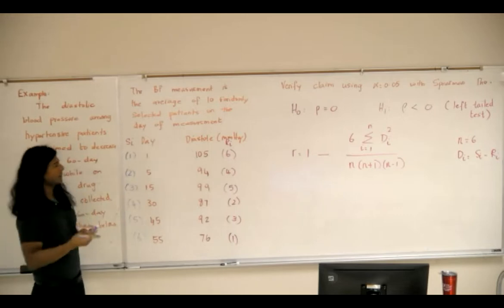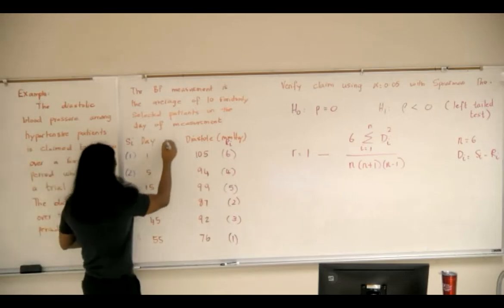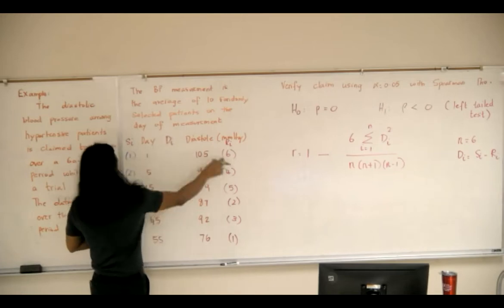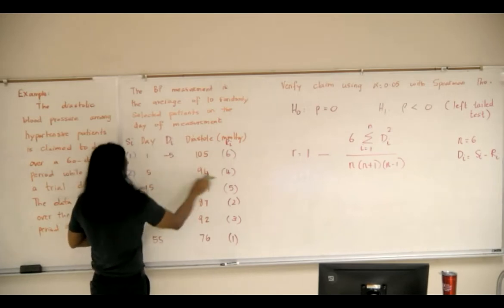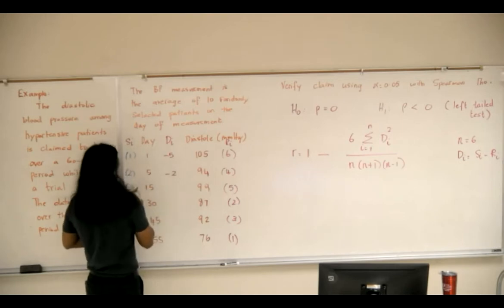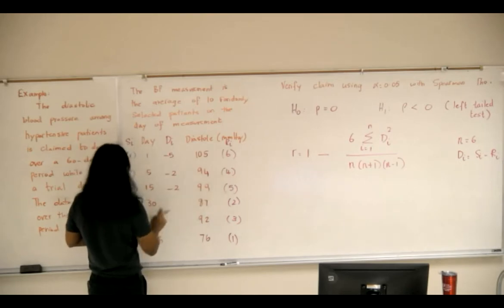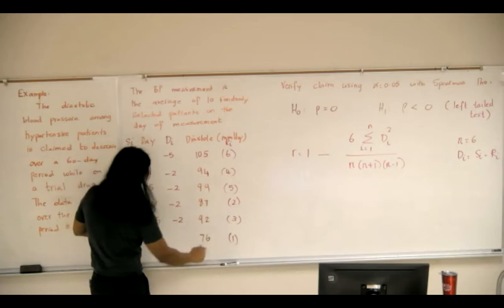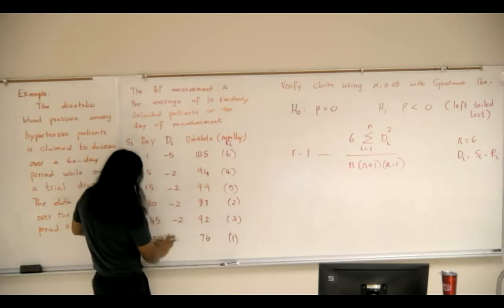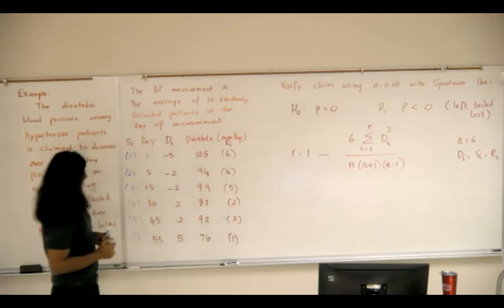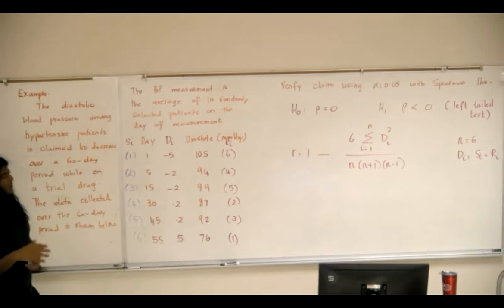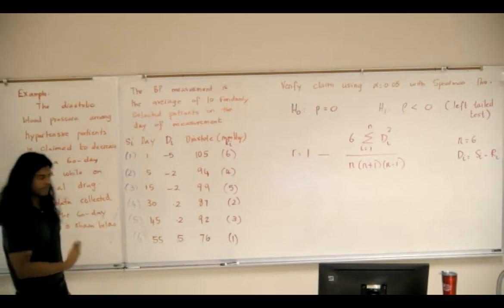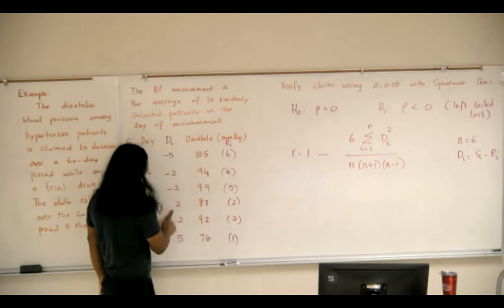The difference is simply s_i minus r_i. 1 minus 6, negative 5; 2 minus 4, negative 2; 3 minus 5, negative 2; 4 minus 2, 2; 5 minus 3, 2; 6 minus 1, 5. Not that it matters, because we're going to end up squaring.